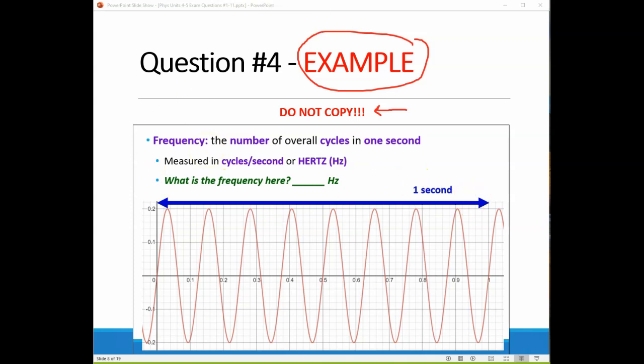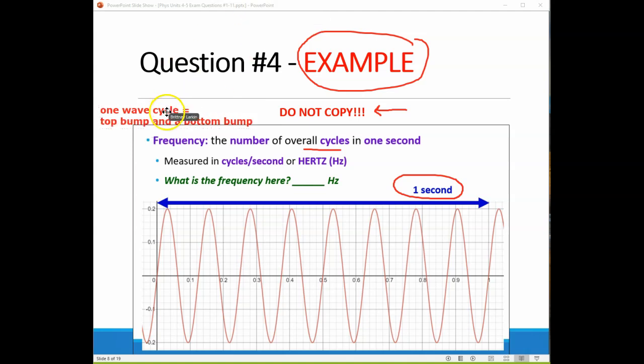So you can see here that I have an overall second of my wave here, and I'm going to need to count the number of overall cycles. Now remember that a cycle, if we were to go from 2 identical points, is going to include a top bump and a bottom bump. So let's take a look at where we see that happening. One wave cycle has a top bump and a bottom bump.